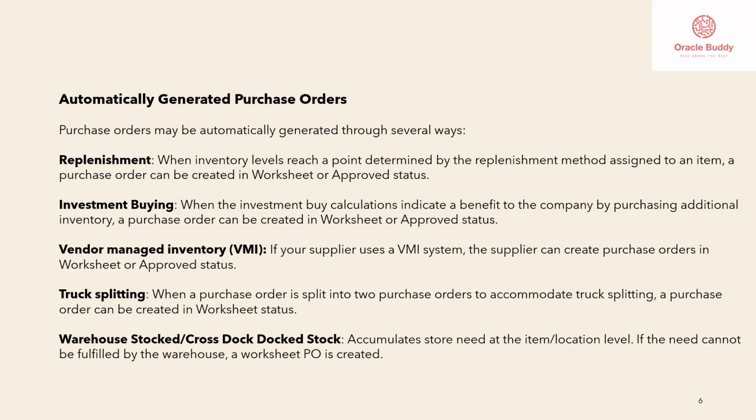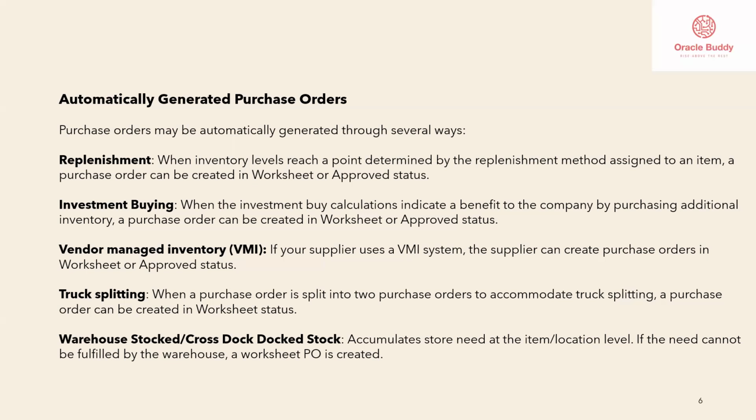IB, when the investment buy calculation indicates a benefit to the company by purchasing additional inventory, a purchase order can be created in worksheet or approved status. In vendor managed inventory, if your supplier uses a VMI system, the supplier can create a purchase order in worksheet or approved status. Truck splitting. When a purchase order is split into two purchase orders to accommodate truck splitting, a purchase order can be created in worksheet status.